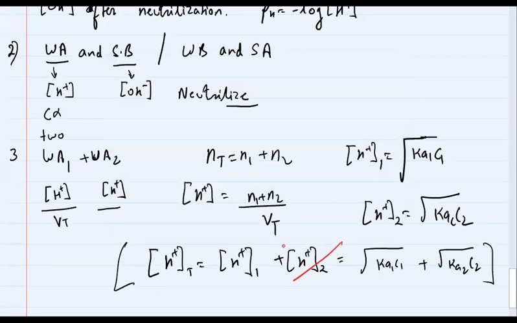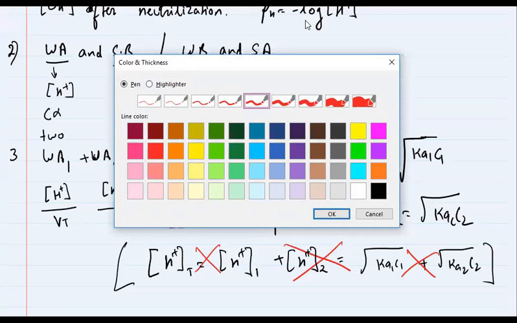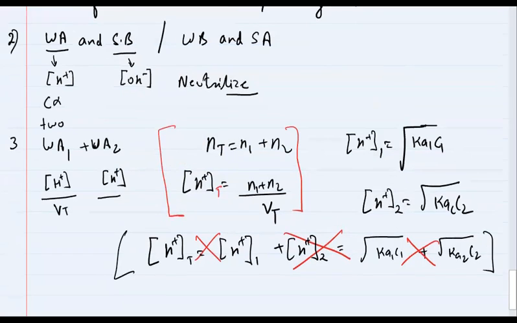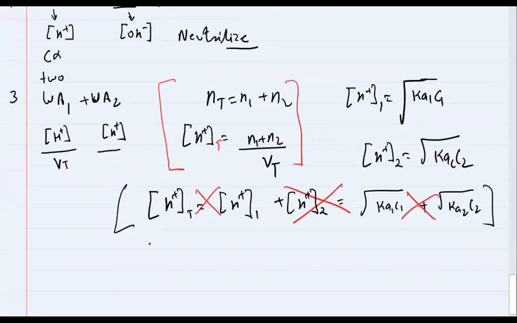Yes, this is wrong. Why is this wrong? The answer is in this C. This is your N total, this is your H total. Now, if you observe this statement: N1 plus N2 by V total is equal to N1 by V1 plus N2 by V1 plus V2.